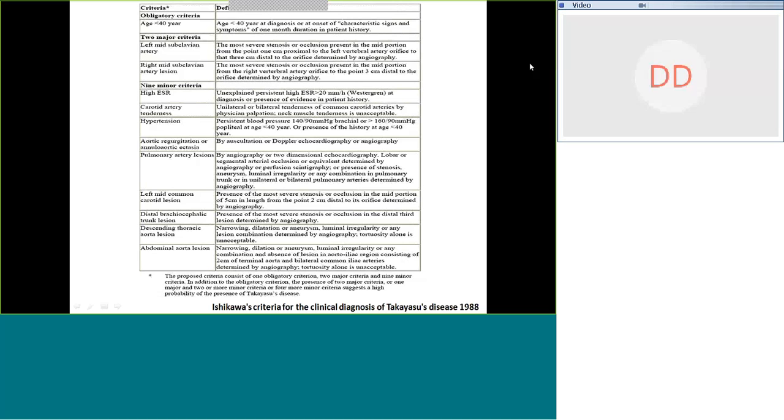And if you have 1 major and 2 minor, or 2 major, or 4 minor, along with the obligatory criterion, then it is said to be highly suspected Takayasu's arteritis. Remember, there is no diagnostic lab test that will make the diagnosis. You have to have a very high index of suspicion, and of course, the angiographic picture is quite typical.